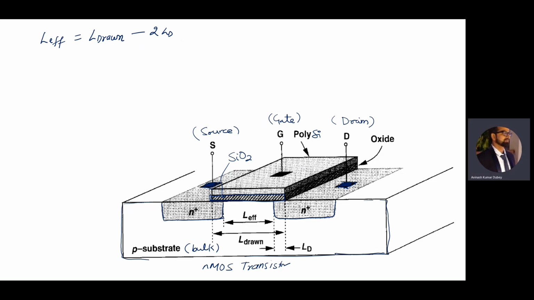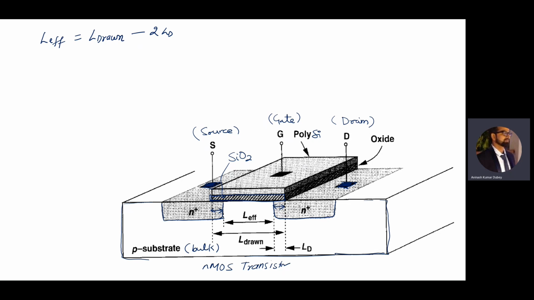So LD is nothing but side diffusion, the length of side diffusion. This length, we can say. It is the overlap region between the source and gate, and also between drain and gate.